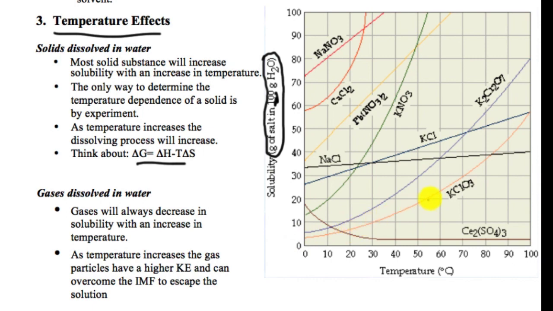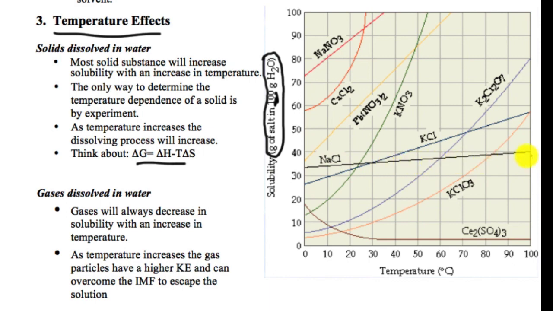So as I increase temperature, notice the potassium chlorate increases, the potassium dichromate increases, potassium nitrate, lead nitrate. Most of these substances increase with solubility. The cerium sulfate, notice it does the opposite. Okay, we're not going to get into the reasons why that does that, but it just has to do with going back to look at this equation and whether the entropy increases and all that other stuff. But anyway, most solids increase solubility with increasing temperature.